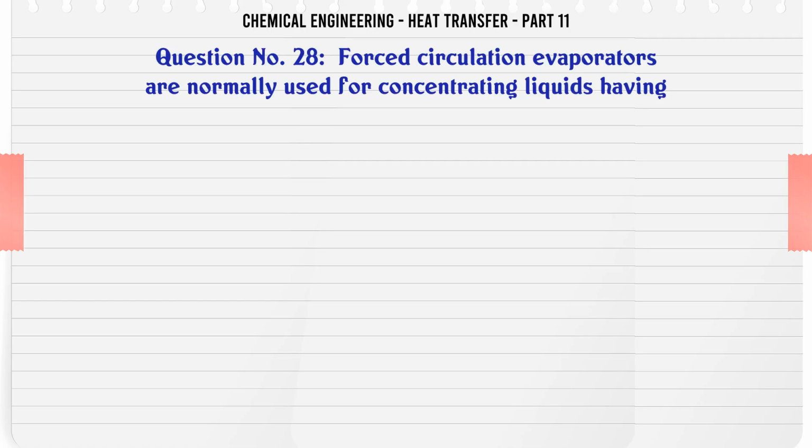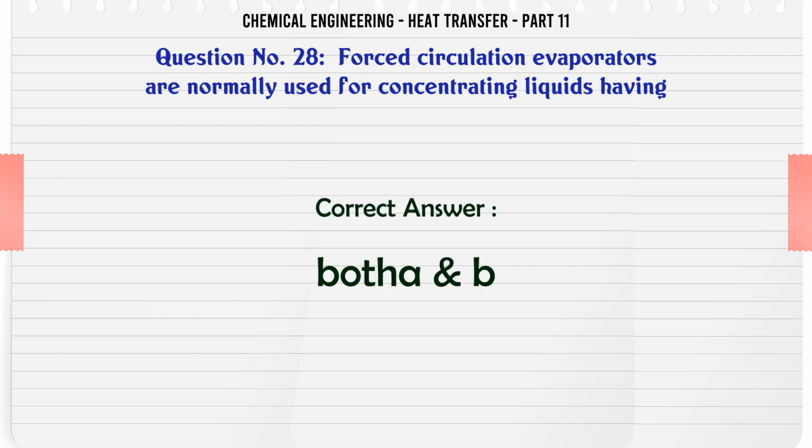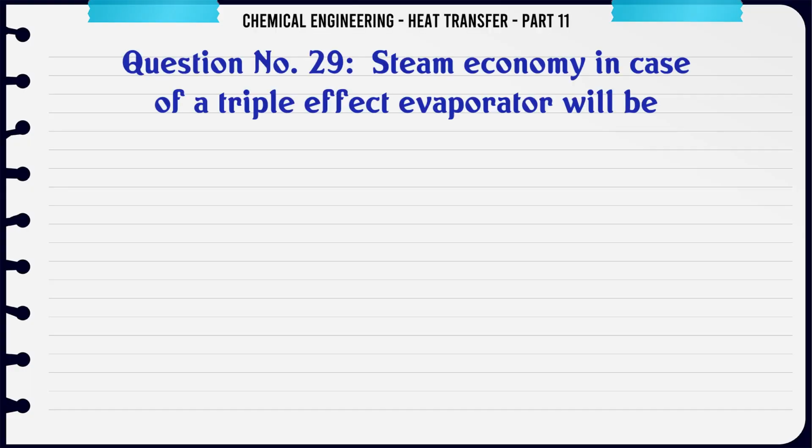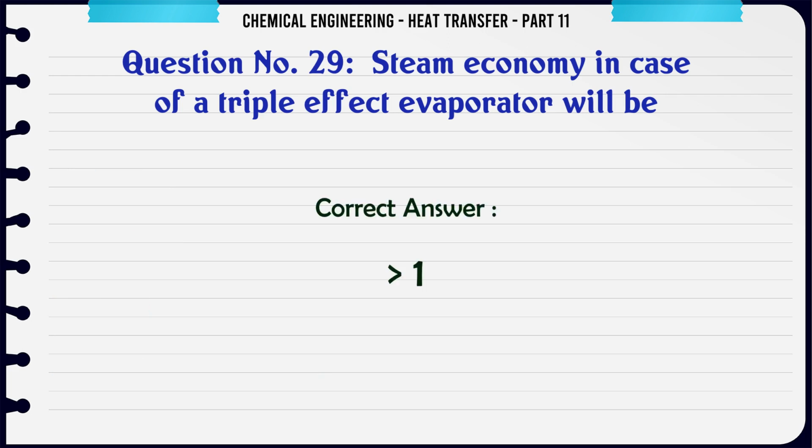Forced circulation evaporators are normally used for concentrating liquids having A. Scaling characteristics, B. High viscosity, C. Both A and B, D. Neither A nor B. The correct answer is both A and B. Steam economy in case of a triple effect evaporator will be A. <1, B. 1, C. >1, D. between 0 and 1. The correct answer is 1.